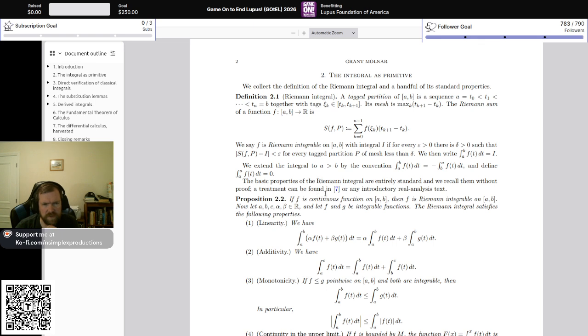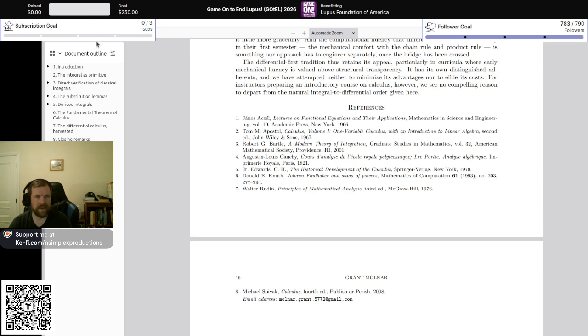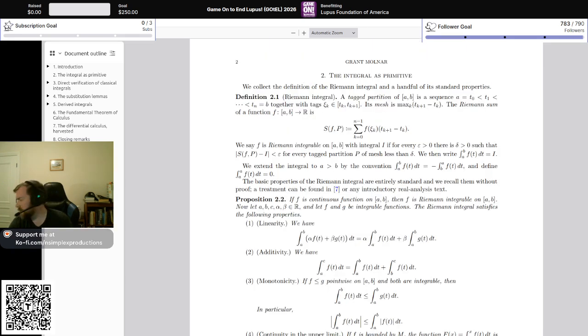Okay, basic properties of Riemann integrals are entirely standard. Can recall them without proof. A treatment can be found in 7 or any introductory real analysis text. Well, 7. Rudin. Yep. Pretty much everybody's got Rudin.